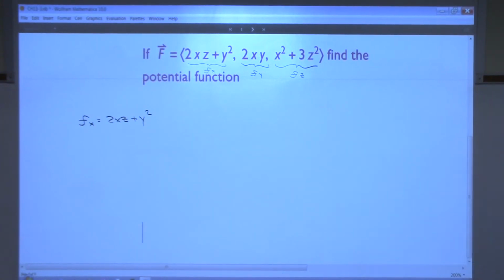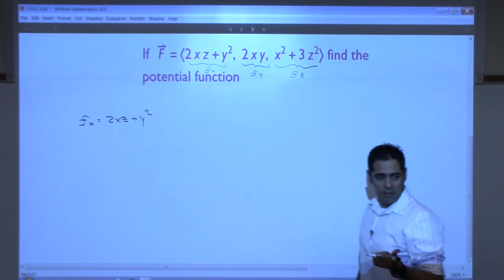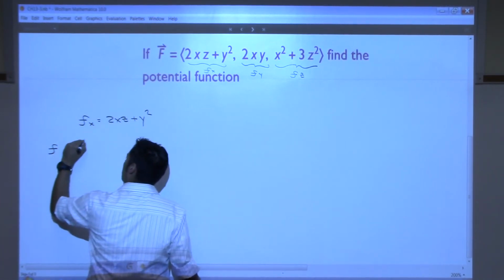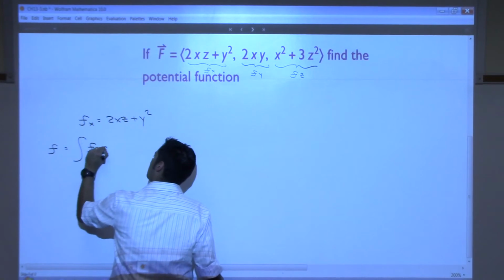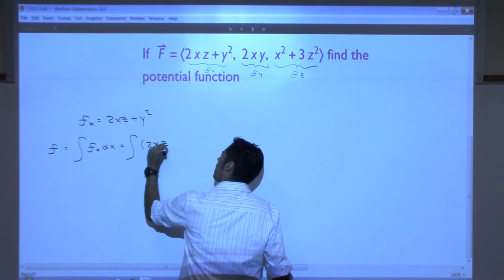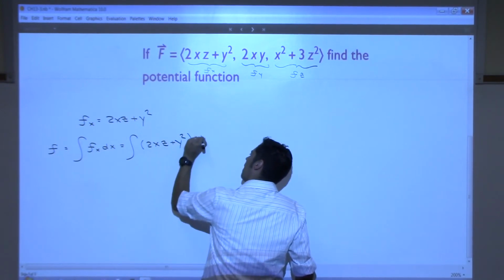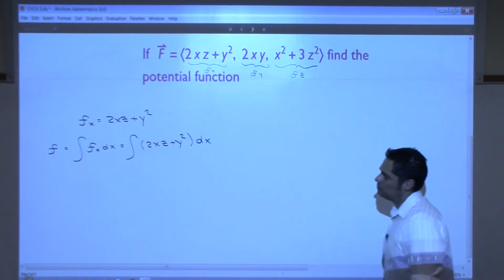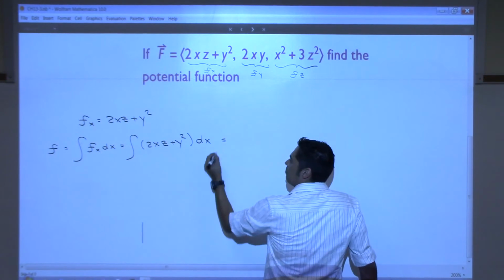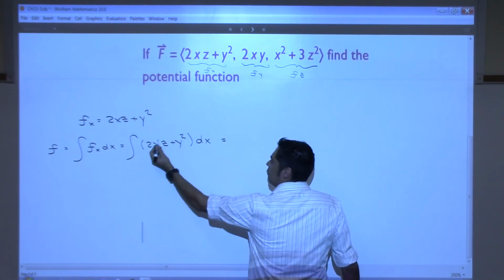Then what? What did we do last time? To find little f from that, we integrated with respect to x, right? So little f should be the antiderivative of this with respect to x. So we're going to start building little f up here. All right, what is the antiderivative of 2xz with respect to x?